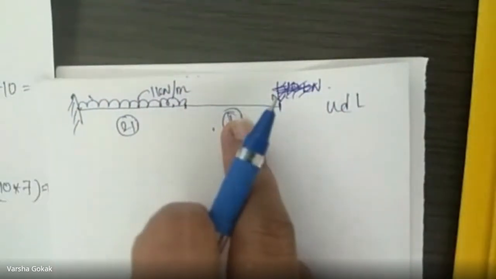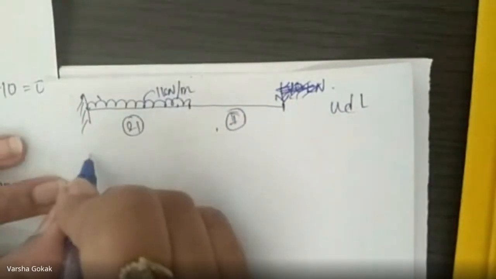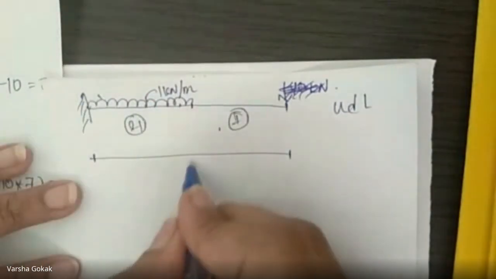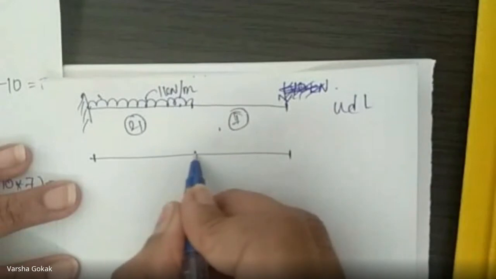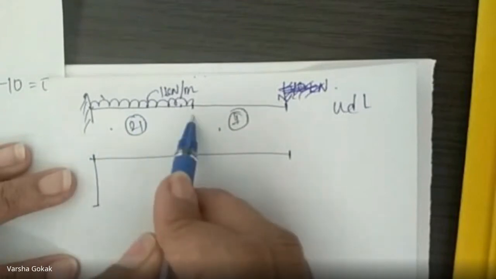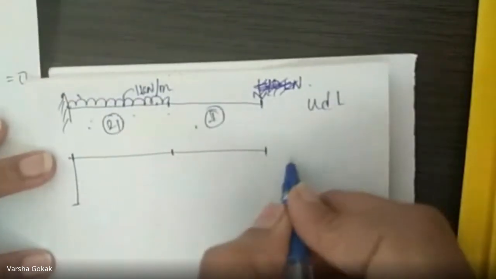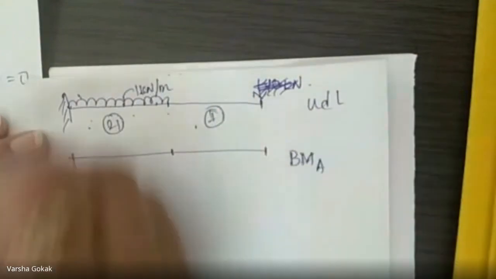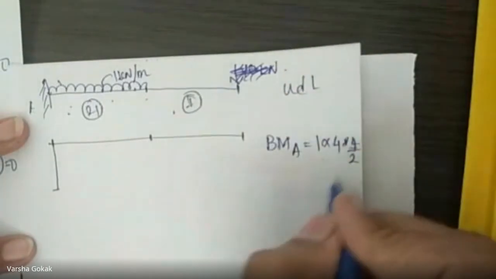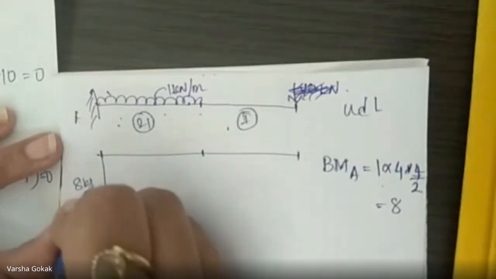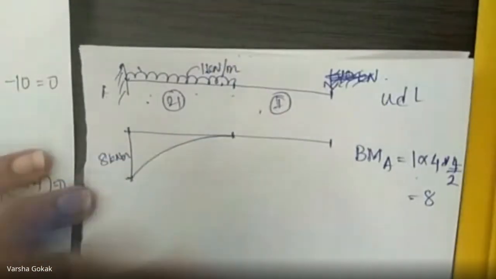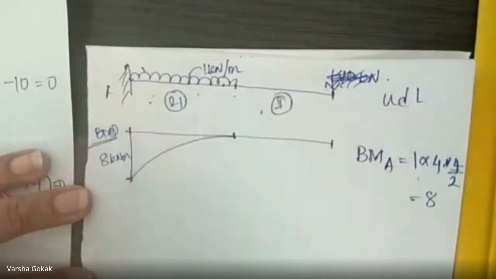Now for this, when I want to draw the bending moment diagram, how will it be? Here bending moment is 0. Here the bending moment also will be 0. What is the bending moment at this point? It is going to be 1 into 4 into 4 by 2, correct? So the bending moment at A is 1 into 4 into 4 by 2. That makes it 8 kilonewton meter. And it is a UDL, so it will go like this. This is my BMD for UDL alone.